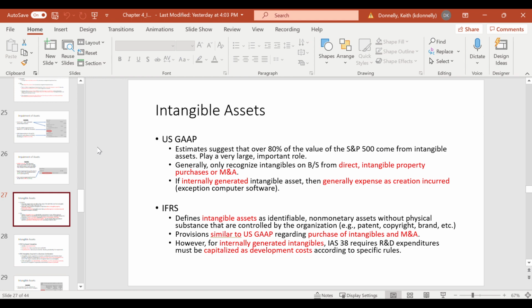With regard to internally generated intangibles, under GAAP, you're generally going to expense them as they're incurred. Under IFRS, you generally are also going to expense them, but once they reach development costs, those could be capitalized. So there is a difference between US GAAP and IFRS with regard to internally generated assets.